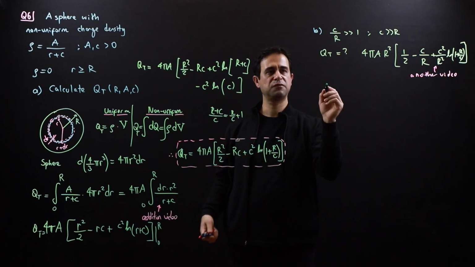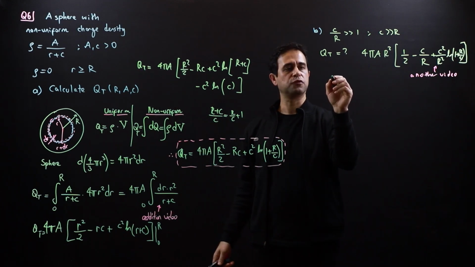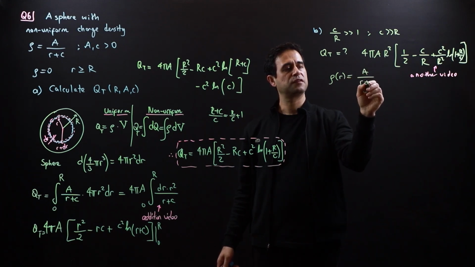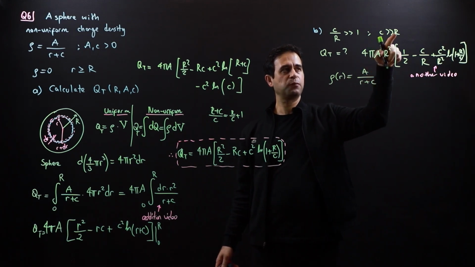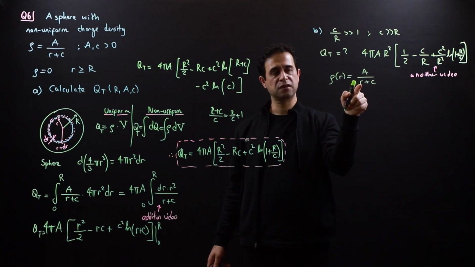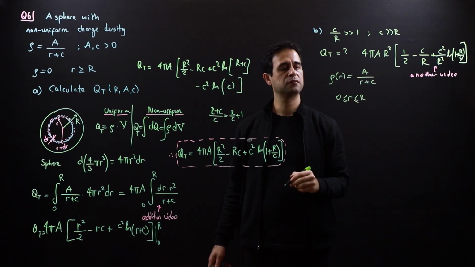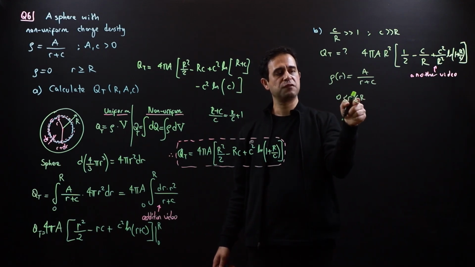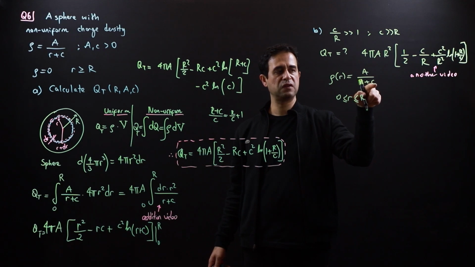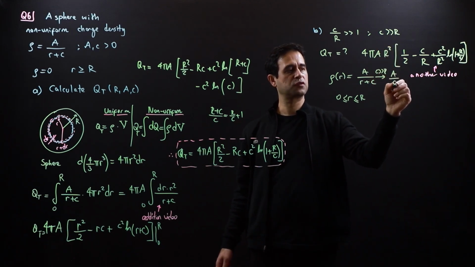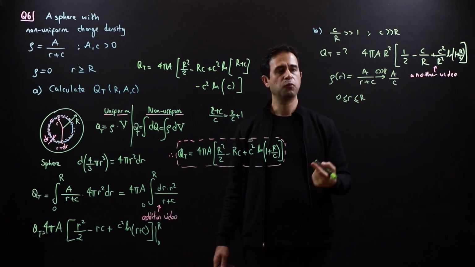Let's remember the definition of our non-uniform charge density. That was A divided by R plus C. So you see, when C is much bigger than R, and remember that R can take values between 0 and capital R, right? But for any value of R, C is always much bigger than R. So what that means is, for that approximation, when C is much bigger than R, this simply becomes A over C because you can just forget about R. But what does that mean?